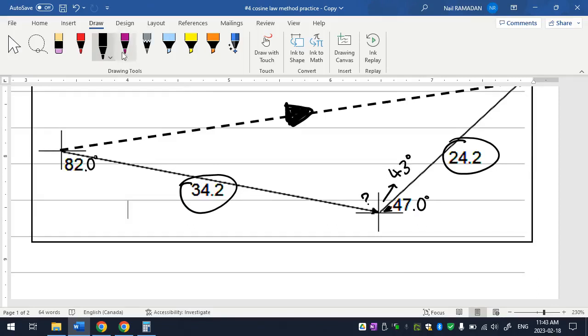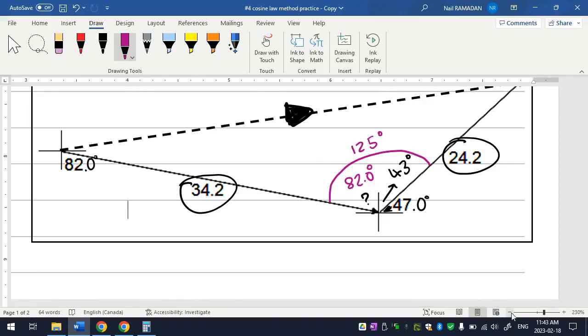So for example, we can use this Z. Look, the Z here, this, and this, which means this must be 82 degrees as well. So the whole angle, all of this angle right here is 82 plus 43. 80 plus 40 is 120, so that will be 125 degrees.